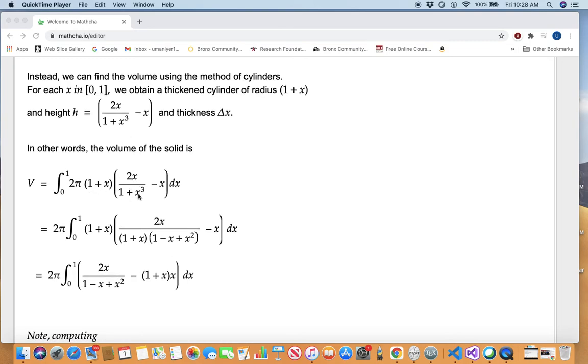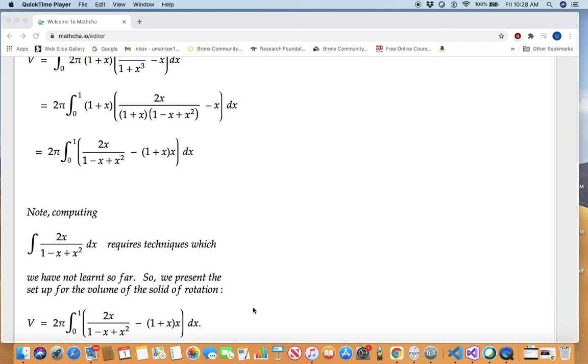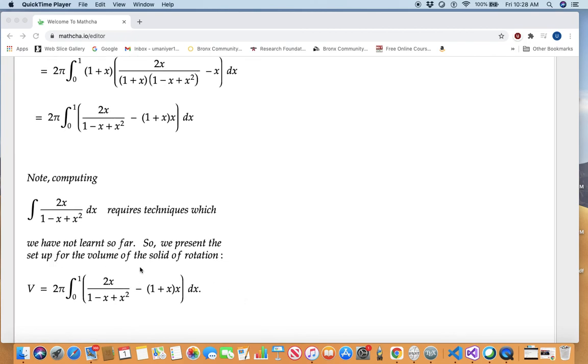So I will factor 1 plus x cubed. When I distribute 1 plus x, well, 1 plus x cancels here, 1 plus x multiplies x, and so on. This is simply the setup. The integral of the first quantity requires techniques we haven't learned so far. So we simply set up the volume. Volume is 2 pi integral 0 to 1 of 2x over 1 minus x plus x squared, minus 1 plus x times x, dx with respect to x.